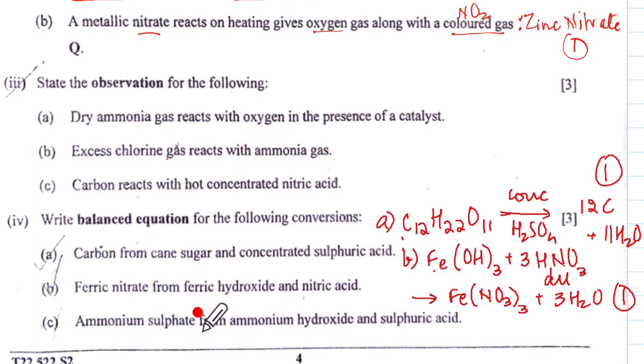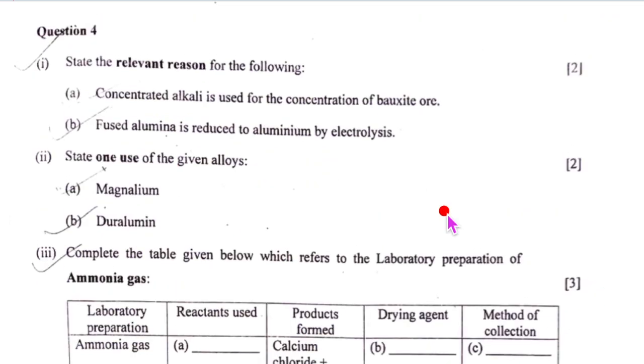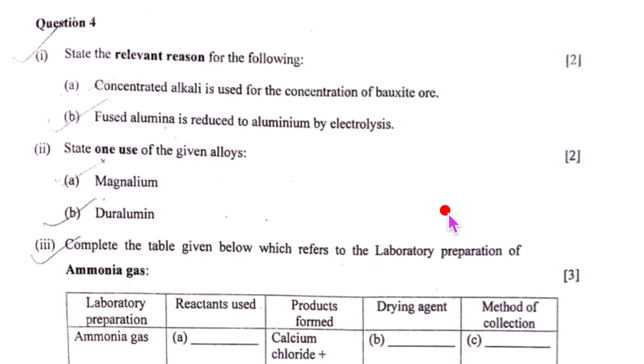Let's come to the C reaction. Ammonium sulfate from ammonium hydroxide. Ammonium hydroxide is going to be NH4OH plus sulfuric acid is H2SO4. And that gives us (NH4)2SO4. So we'll write 2 here. And plus there will be 2 OHs and 2 H's means 2 H2O. And that finishes our question 3.